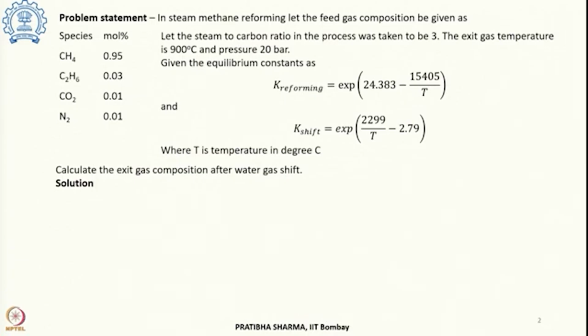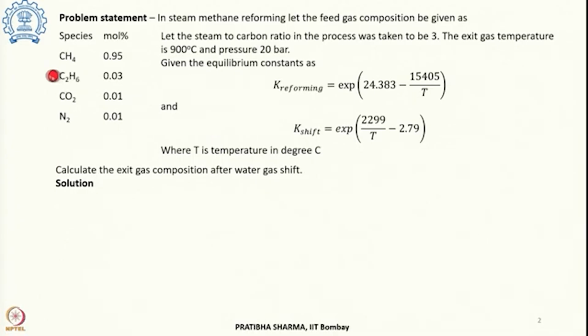Let us look at the problem. The problem statement is that in a steam methane reforming reaction, the feed gas composition is provided. These are the different species present in the natural gas. In the earlier problem we considered only methane being present. Now, we know that natural gas is a mixed composition with methane as the major constituent, but there can be other constituents as well.